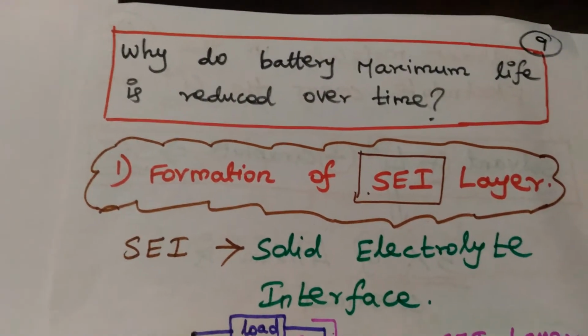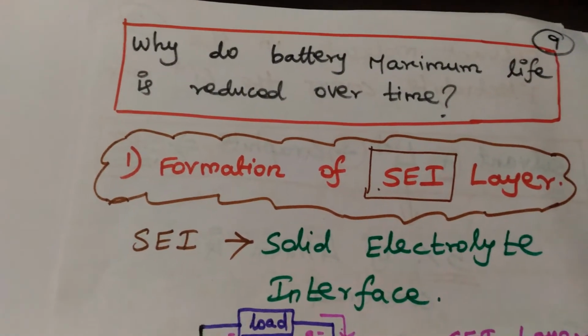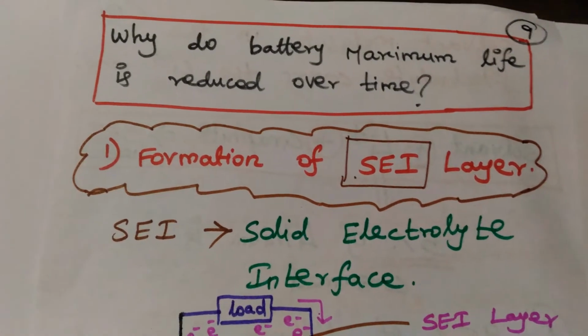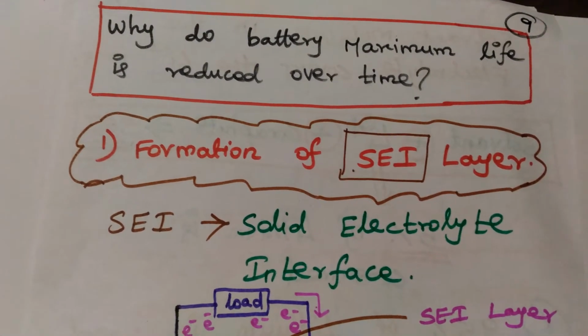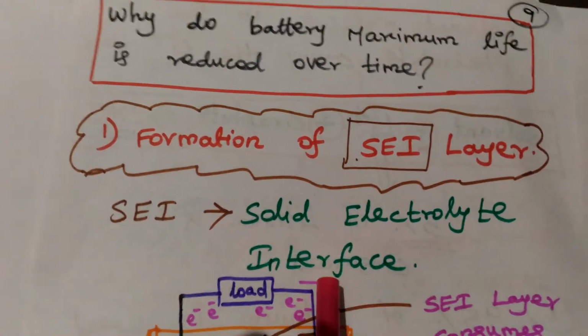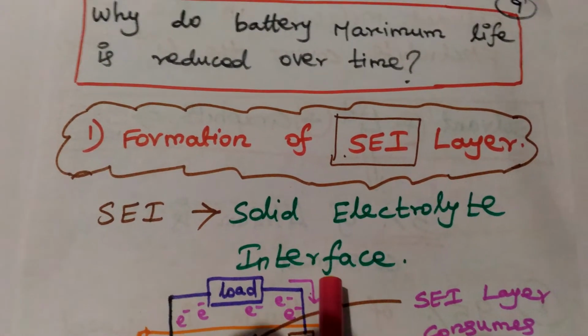So there are two reasons that reduce the maximum capacity of the battery. The first one is the formation of the SEI layer. So what is SEI? It is the solid electrolyte interface layer formed in the electrolyte. So let us see in detail.